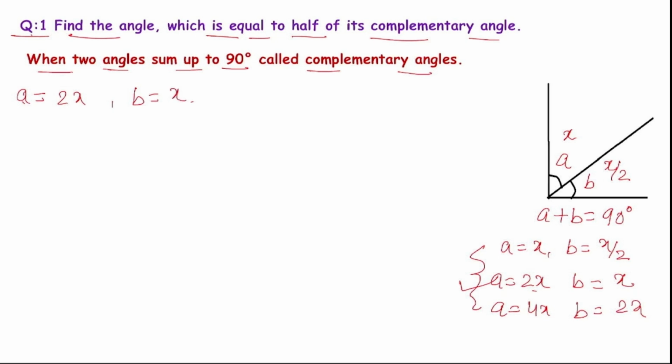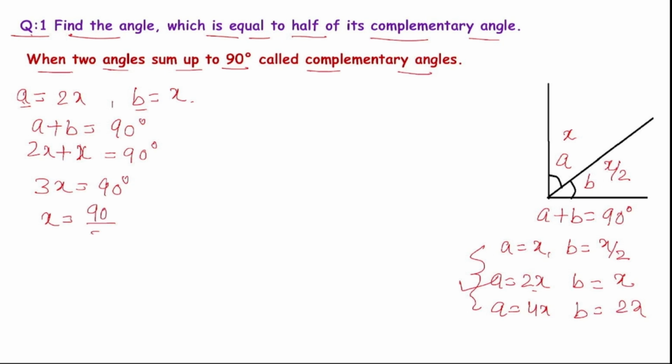Here the sum of these two angles will be 90 degrees. So A plus B will be 90 degrees. So 2X plus X will be 90 degrees. So 3X will be 90 degrees. Here the value of X is 90 over 3, which is 30 degrees. So X equals 30 and 2X is equal to 60 degrees.